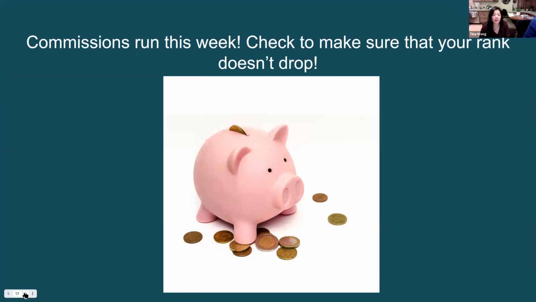And then we're almost done. Commissions run this week, so make sure you check your rank, that it doesn't drop, or your power of 3. And the way to do that is to go to your back office and make sure that the power of 3 button is still lit up, and make sure it's the right month. And that your rank is still what it needs to be.